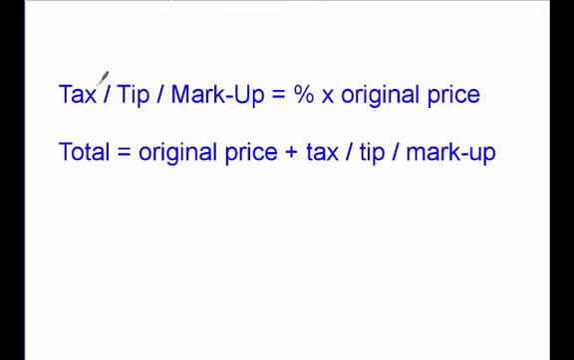So as I said, to find the tax, the tip, or the markup, we just take our percentage, and I'm going to write that we're going to take that percentage as a decimal, and multiply it by our original price. And then if we need to find the total, we're going to take that original price and add our tax, tip, markup, whatever. So we're going to do a few examples here.